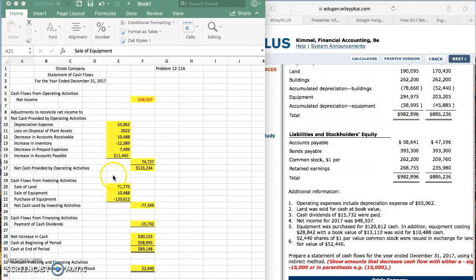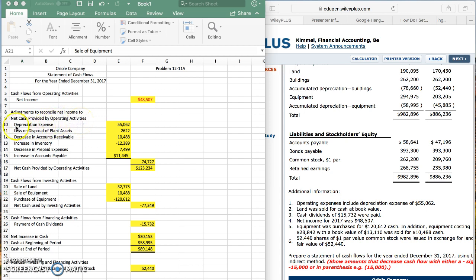to do that. So we always begin with cash flows from operating activities. And then we're given the net income here from the problem. And number 4, net income for 2017 was $48,507. So we just enter that in. And then we're going to do the adjustments to reconcile net income. So we have the net cash provided by operating activities.